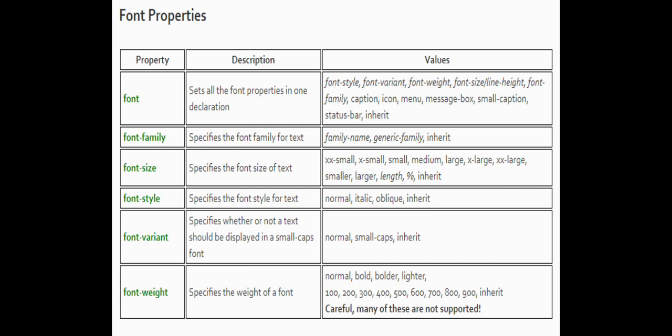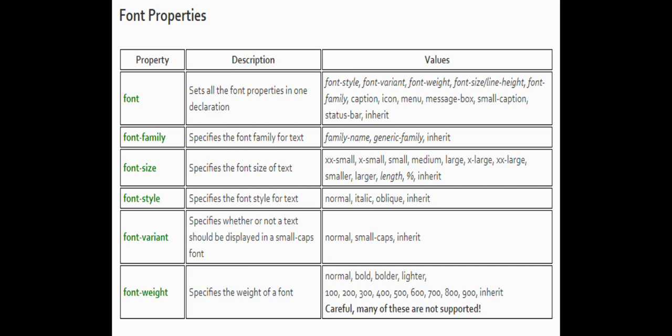Next, font size specifies the font size of the text. It can be in the form of a number, percentage and so on. Font style specifies the font style for a text, that is normal, italic, oblique and inherit. Font variant specifies whether or not a text should be displayed in a small caps font. It can take values like normal, small caps and inherit.